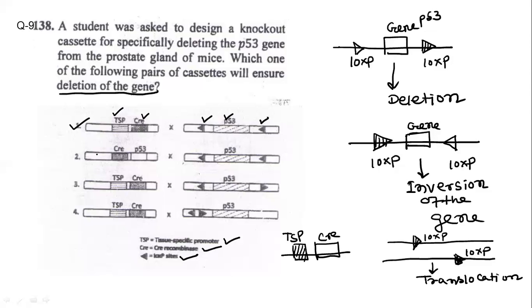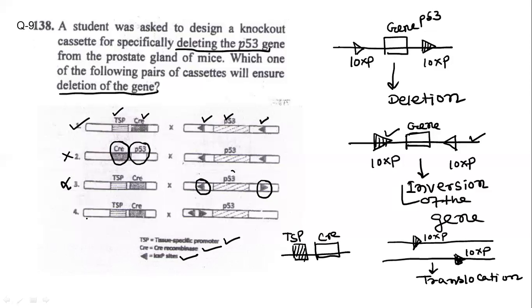Now look at option 2. Cre recombinase is there and P53 is there, but to delete P53, it should not be placed like this, and there must be a tissue specific promoter. So option 2 is not correct. In the next option, the tissue specific promoter and Cre are there, but look at the direction of the LoxP sites. They are in opposite directions, one LoxP in one direction and the other in the other direction, which leads to inversion. Instead of deleting the P53 gene, it inverts it, so this option is also not correct.